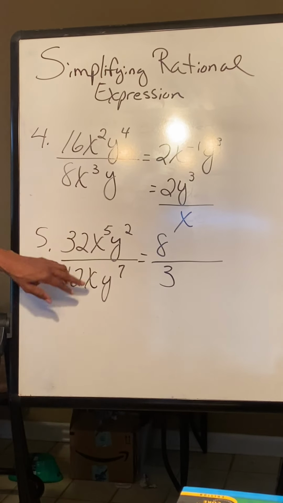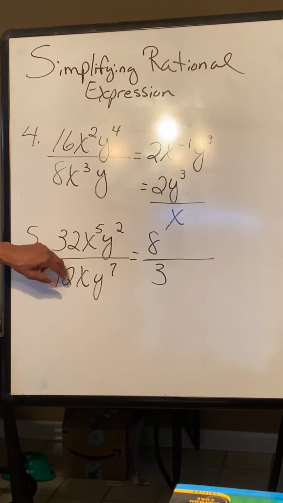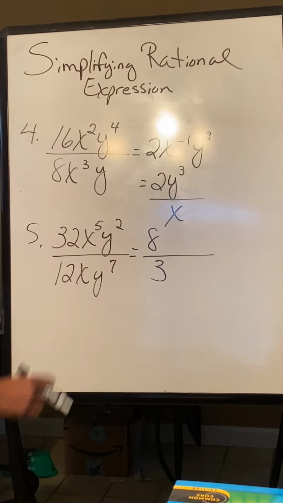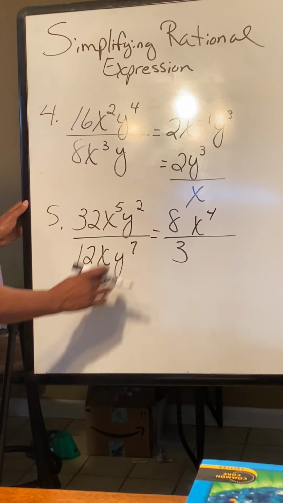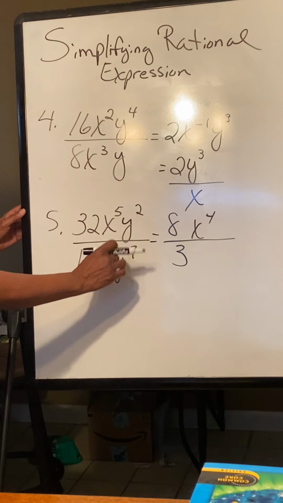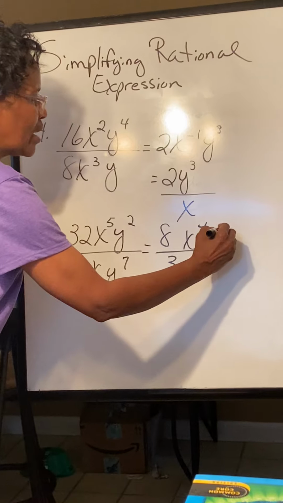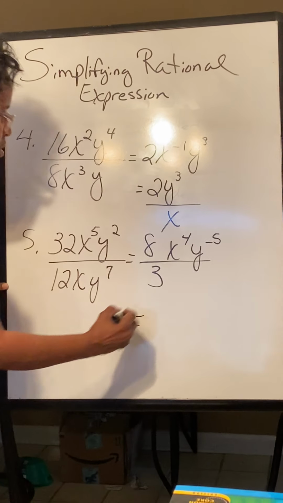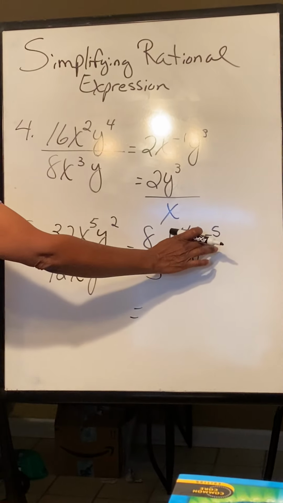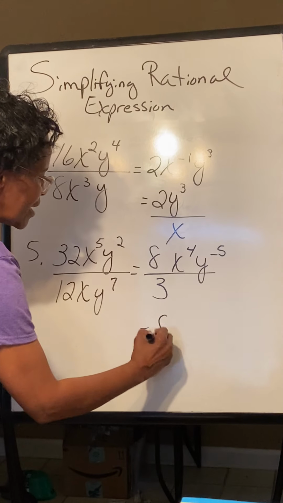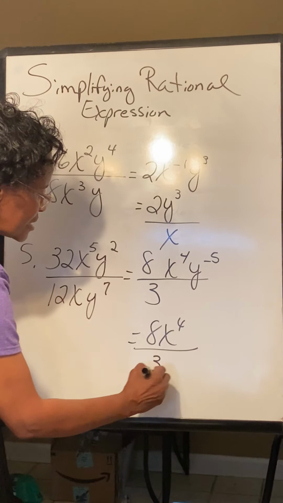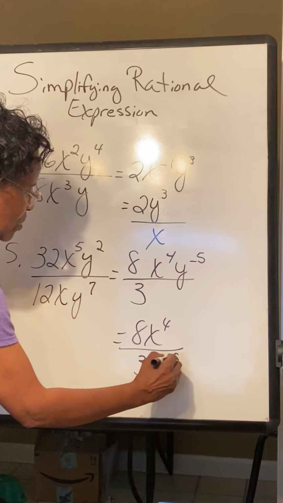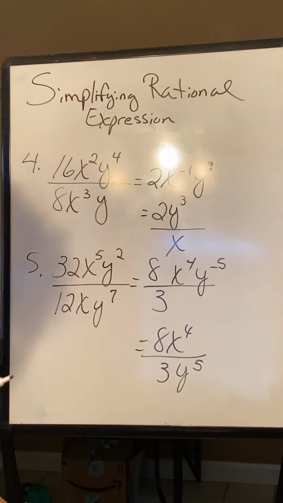Now looking at my base of x, again, when you divide like bases, subtract the exponents. 5 minus 1 gives you 4, so I'll have x to the 4th. 2 minus 7 gives me a negative 5, so I have y raised to the negative 5. So my final answer: I need to make this exponent positive, so I'll get 8x to the 4th. Bring that y to the 5th down. As I bring it down, the exponent becomes positive.